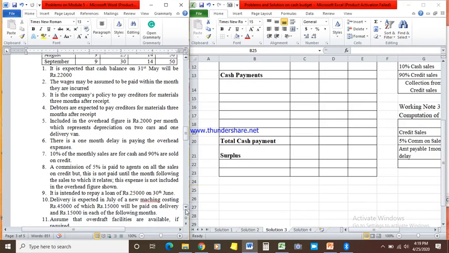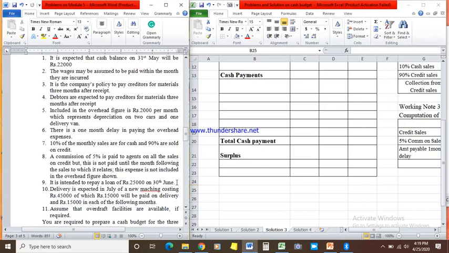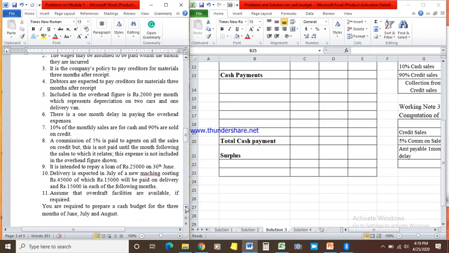It is intended to repay a loan of 25,000 on June 30th. So this is one repayment that we are supposed to be doing in the month of 30th of June. Delivery is expected in July of a new machine costing 45,000, of which 15,000 will be paid on delivery and 15,000 in each of the following months. So July 15,000, August 15,000 and September 15,000. In this way the payment will be done with regard to this machinery. Assume that overdraft facilities are available if required. We are required to prepare cash budget for 3 months, that is June, July and August.